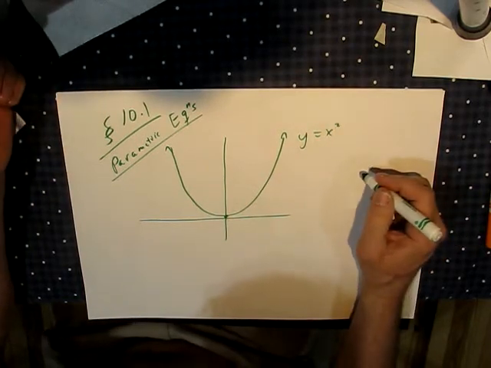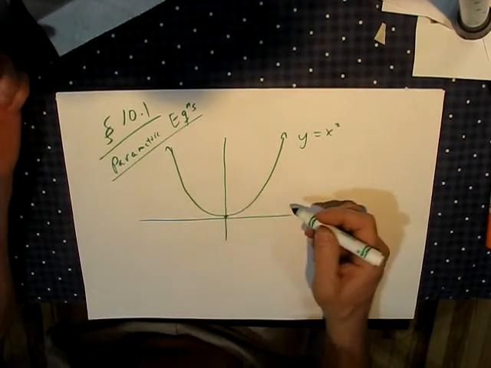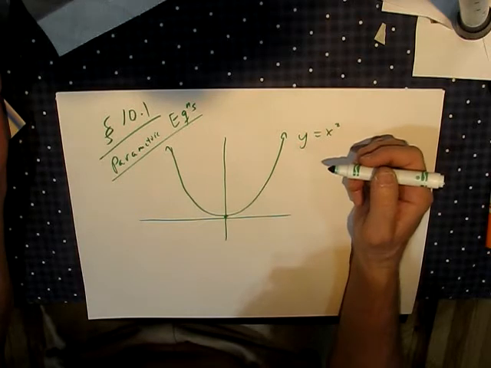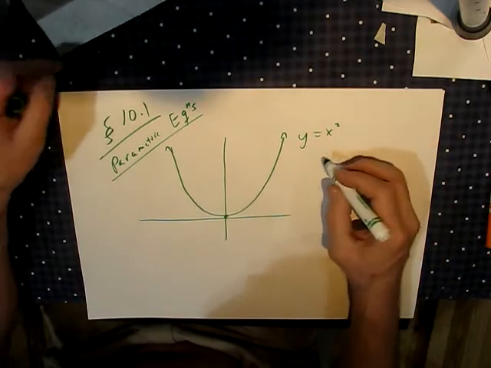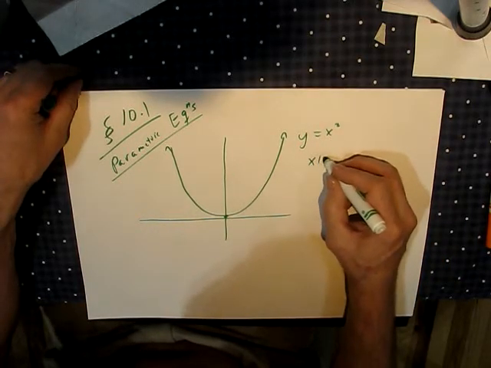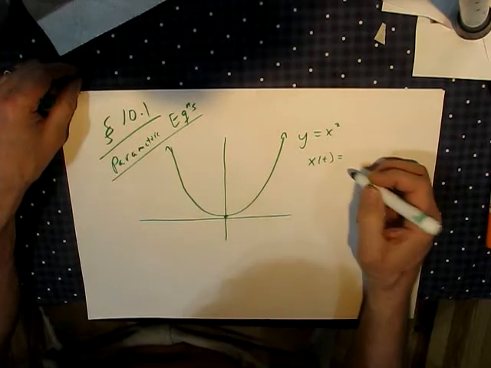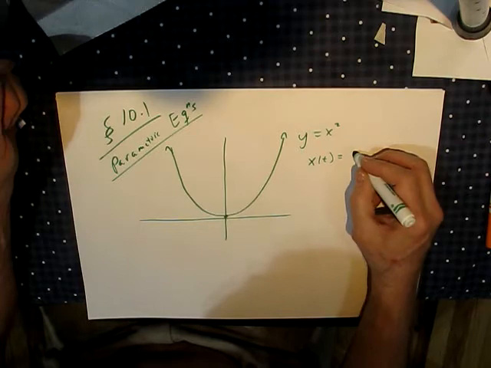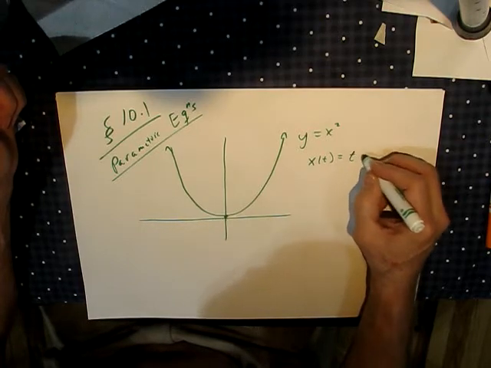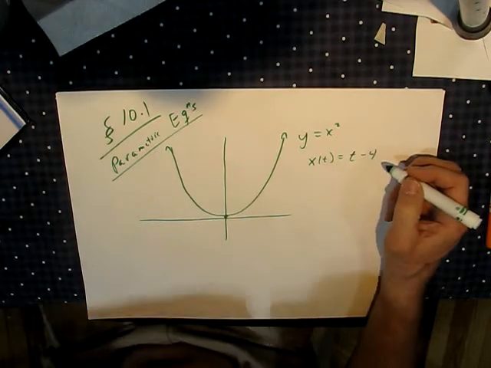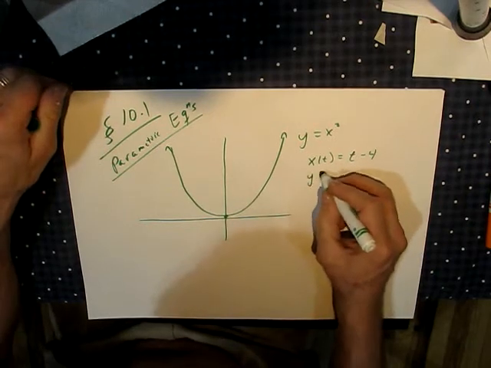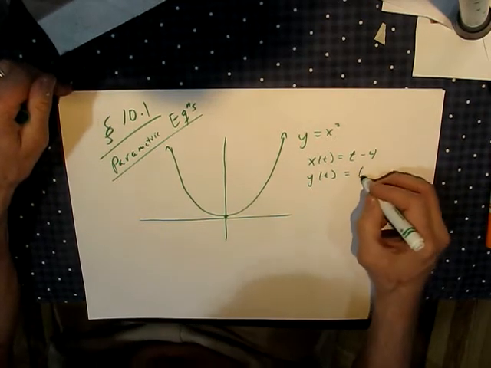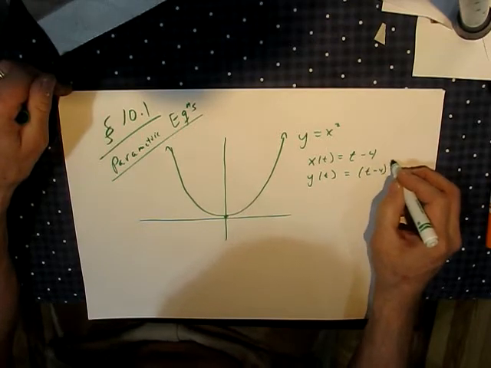Now, it would be interesting if this parabola actually represented you moving through time. So let's do the following. Let's set x and make it a function of t, and let's say, t minus 4. And then we'll make y of t equal to t minus 4 squared.